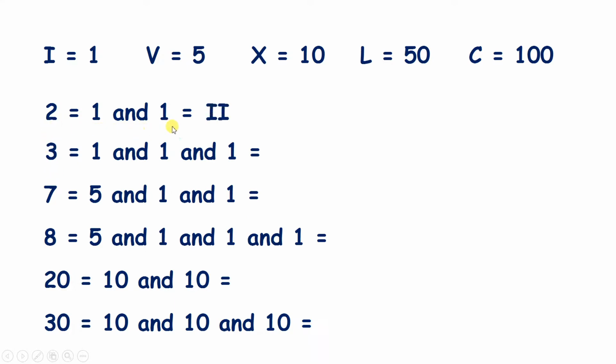So for 2 they wrote I, so 2 I's stood for 2 ones. For 3 they wrote 3 I's. 7 they thought of as being 5 and 1 and 1, so that was V, I. 8 was 1 more than 7, so that's 3 I's after V. 20 they thought of as being 2 tens, so they wrote XX. And 30 they thought of as being 3 tens, so they wrote XXX for 30.